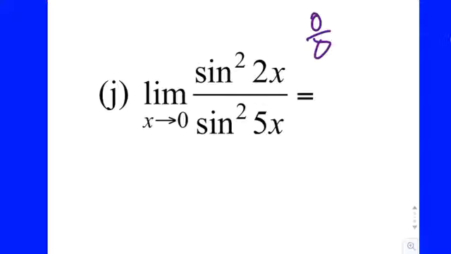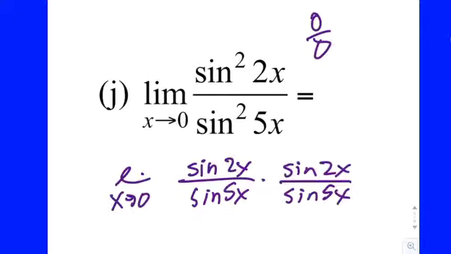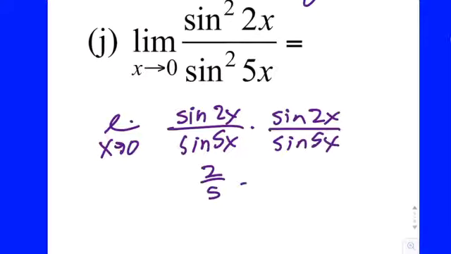But everything is squared here. So you either do one of two things. You either split it up, sine of 2x over sine of 5x, times another one, sine of 2x over sine of 5x. And now you can use the rule that says that's 2/5 times 2/5, which actually gives you 4/25. That's one way to do it.